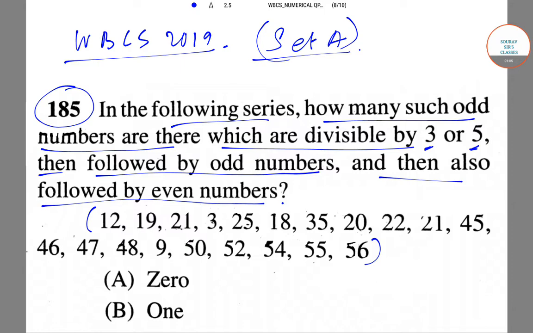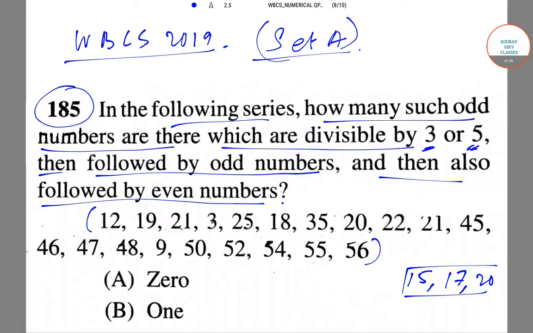If you want to know the structure, suppose there is a number 15. 15 is an odd number, and it is divisible by both 3 and 5. So if we have 15, then it should be followed by an odd number. Suppose the odd number is 17, and this 17 should be followed by an even number, suppose 20. So this is the kind of pattern that we are looking for here.